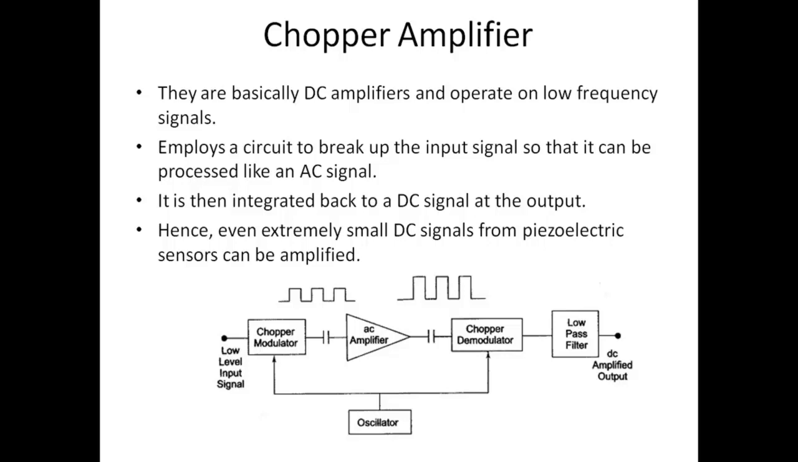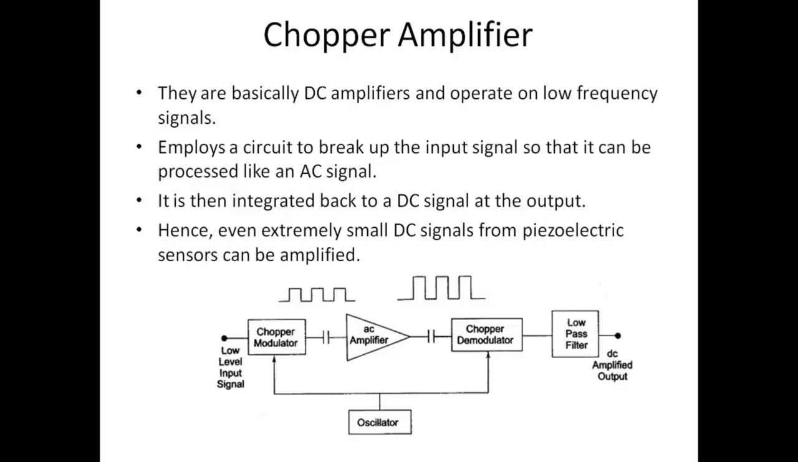So a chopper amplifier employs a circuit to break the input signal so that it can be processed just like an AC signal. It breaks the signal into small pulses of such a frequency that it can be treated just like an AC signal. It is then amplified and finally integrated back to a DC signal at the output end.